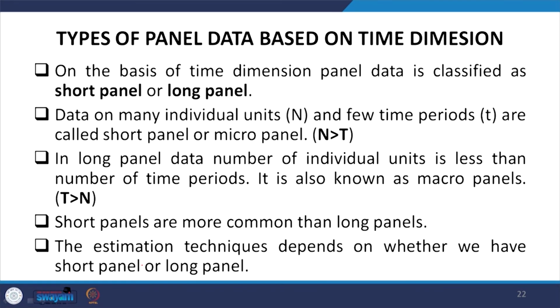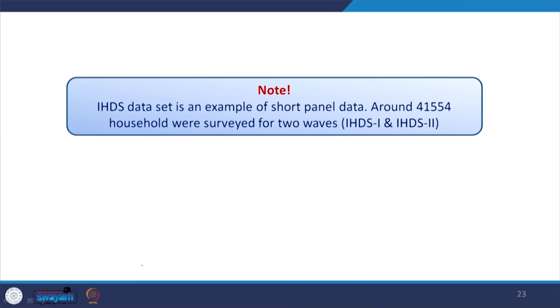In our micro studies or cross sectional panel data, we usually go for the short panel. In the case of a long panel, the reverse is true, the time period is higher than the number of observations. So short panels are much more common than long panels. The estimation technique depends on whether we have a short or long panel. Now, IHDS data is actually a short panel. Around 41,554 households were surveyed for two time periods, two waves, that is IHDS 1 and 2.